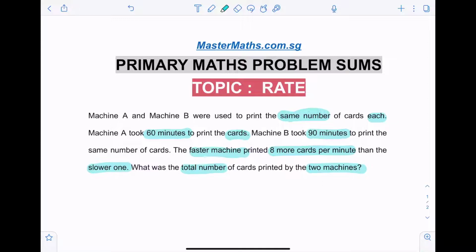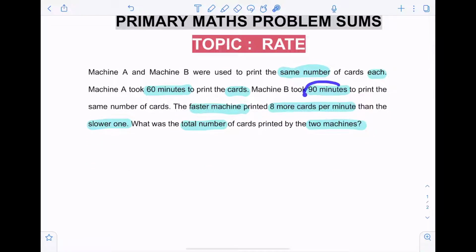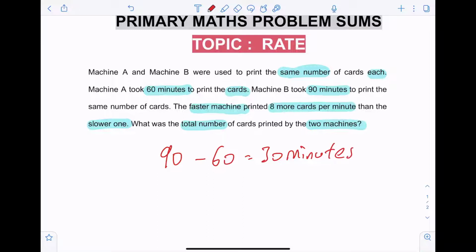Now, machine A is a faster one, machine B is a slower one. Alright? So for machine B, it took 90 minutes, machine A 60 minutes. What is the difference in time? Difference in time is 90 minus 60, which is 30 minutes. Now, question to ask yourself is this: why is it that machine B needed 30 more minutes to print the same number of cards?